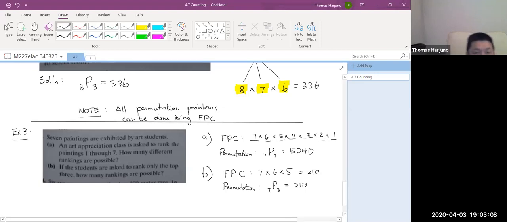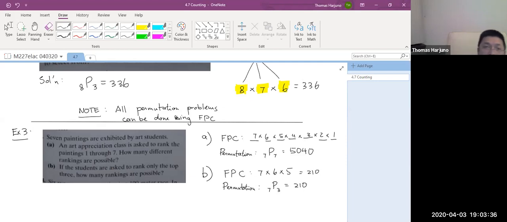Now, one of the key situations here is that we need to select from the same group. So this is the same group of 7 paintings, and we will select one by one, and the order is important. Actually, once we know the order is important, then it must be done one by one, right?